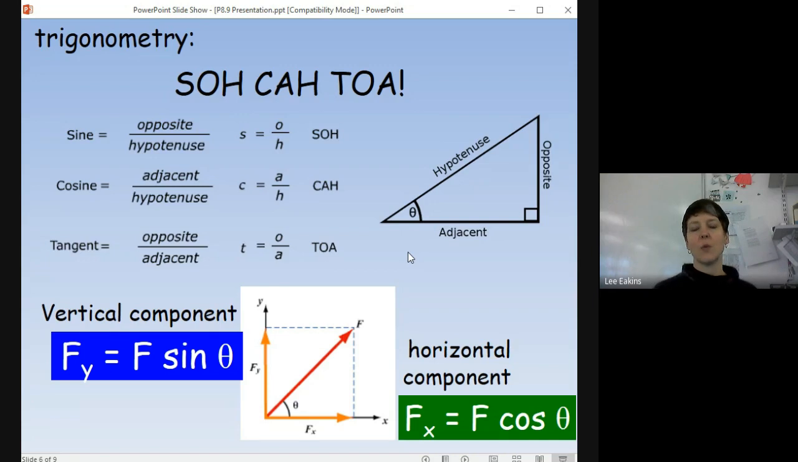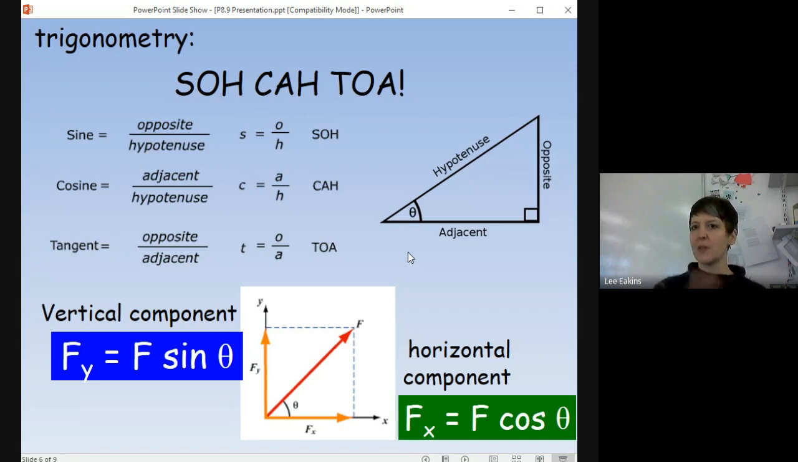So now we need to make sure that we recognize what is the opposite, what is the adjacent, what is the hypotenuse? That's what the little triangle on the right shows us. The hypotenuse is the diagonal. So whenever we're looking at our vector, that hypotenuse is going to be our main vector, the diagonal vector. The opposite is going to be our vertical component, and the adjacent is going to be our horizontal component.